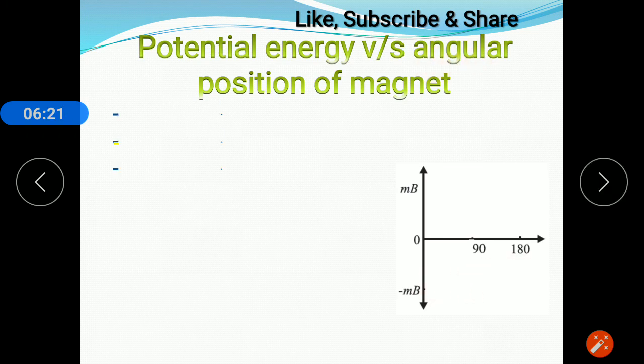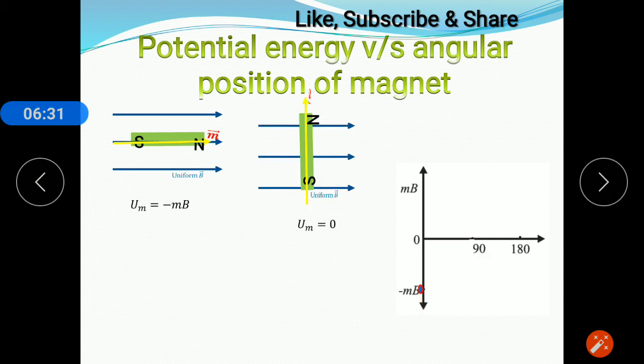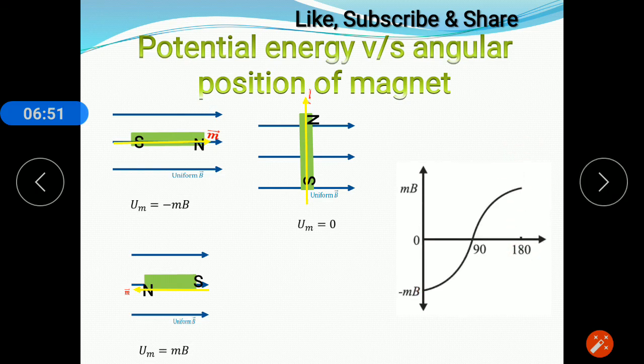Next we see the potential energy versus angular position graph. Consider the first condition, when the magnet is parallel to B, the angle is 0. At this condition, what is the potential energy? Minus mB. Now when the magnet and the magnetic field are perpendicular, the angle is 90, so the potential energy is 0. When the bar magnet and the magnetic field are anti-parallel, 180 degrees, what is the potential energy? Maximum, that is positive mB. If I join all these points, I get this curve, which is the graph of potential energy versus angular position of the magnet.